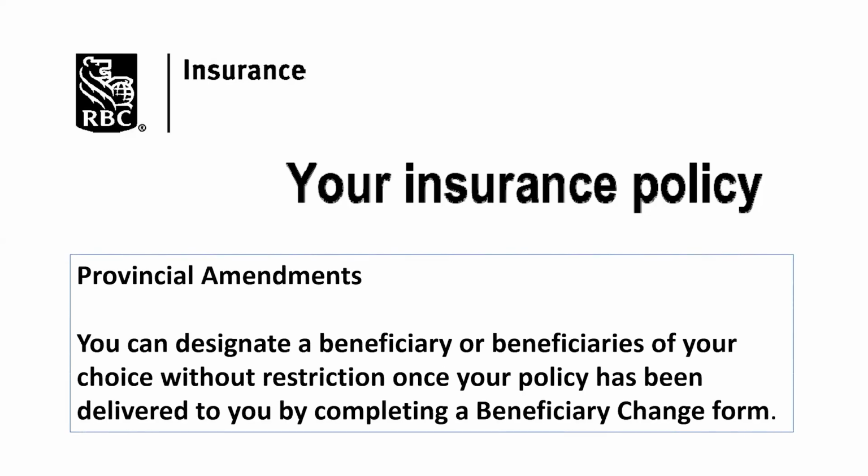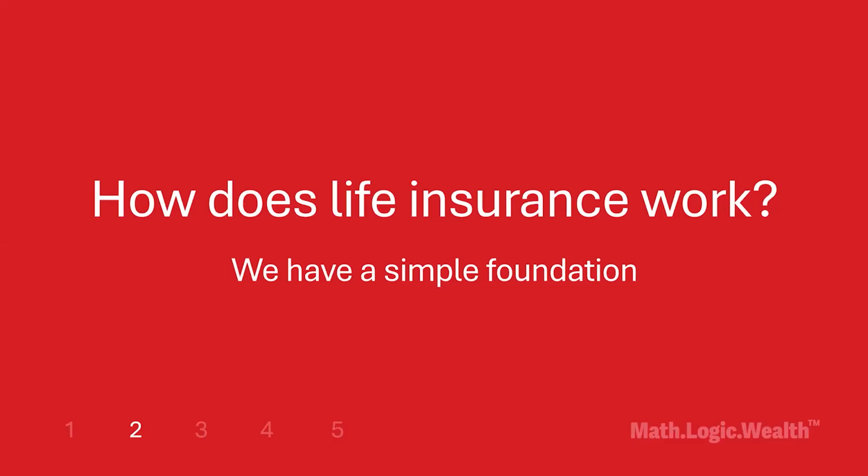So here it is. I'm making it come alive. The provincial legislation. Here's the amendment. This is what it says in the provincial legislation. You can. It doesn't say maybe. It doesn't say, well, we'll take a look later at this. It says you can. And what it says is you can designate a beneficiary or beneficiaries, your choice, without restriction.